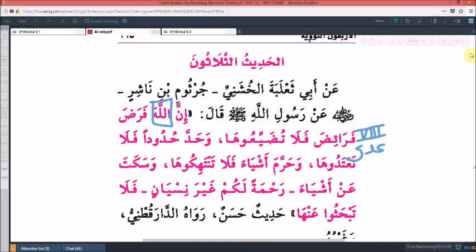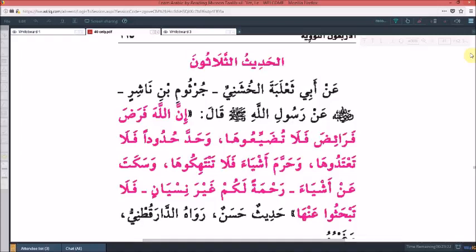So therefore, ta'taduha, meaning don't transgress, don't go past those borders. Those hududan, haddallahu hududan, fala ta'taduha. So don't go past them. So don't transgress them. Those borders, those limits that Allah set.